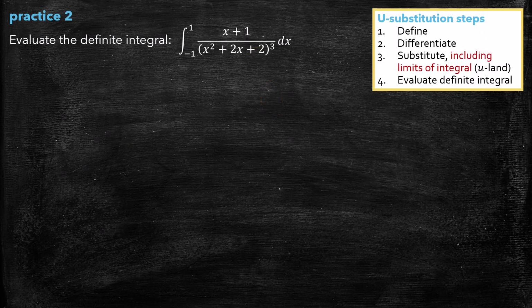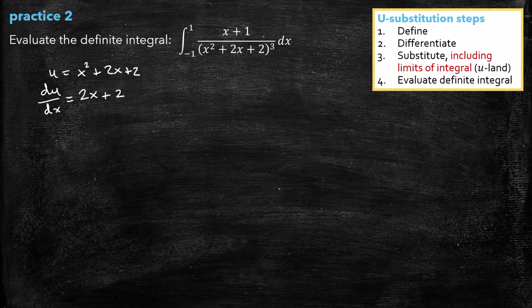So for the second practice problem, let's have a look here. It looks like x squared plus 2x plus 2 is the function within the function of cubing. So that's what our u is going to be, x squared plus 2x plus 2. So second step, take the derivative, 2x plus 2.